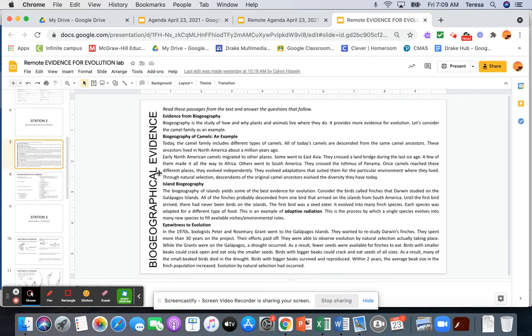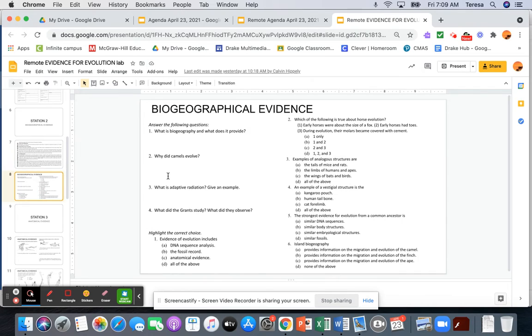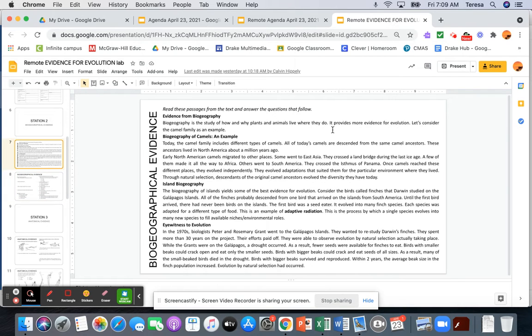Then you get to the next station. Whether you're a remote student or in person, you're going to read through this information about biogeographical evidence. It goes through and explains what it is. Then it talks about camels as an example, island biogeography, and then a specific example of evolution that was observed in the 1930s.